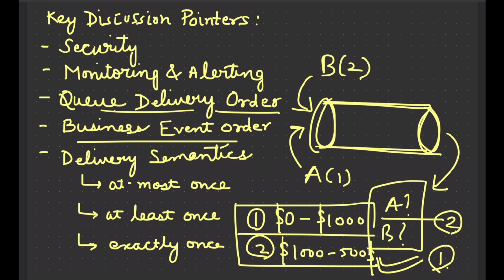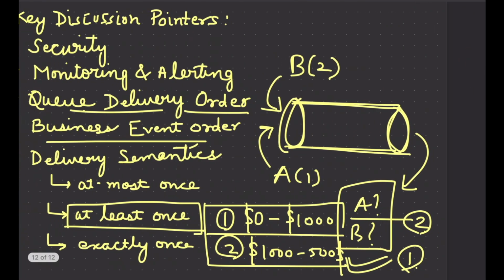And the next thing is the delivery semantics. We have at most once, at least once, and exactly once semantics. Most systems guarantee at least once semantics, because it's really hard to guarantee at most once or even exactly once, because that's also going to bring down the throughput of our system. So these are some key pointers which you should also put forward and discuss with your interviewer, right?